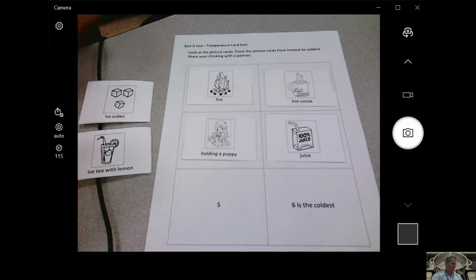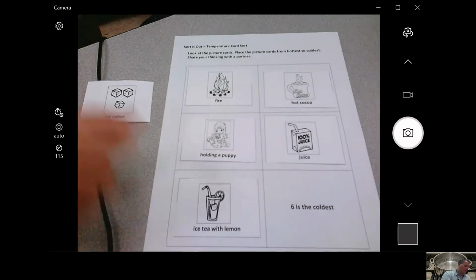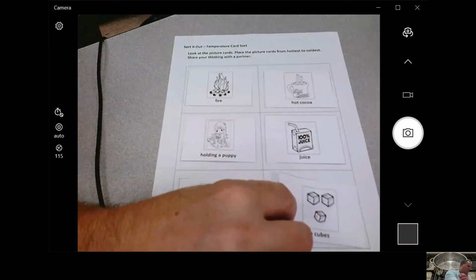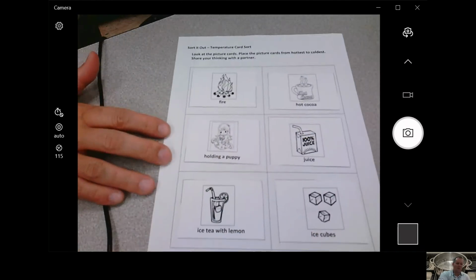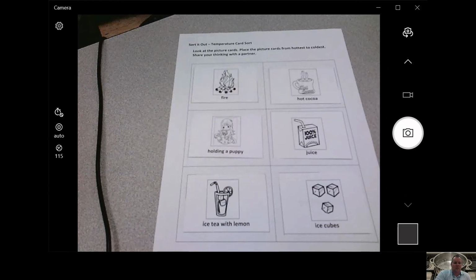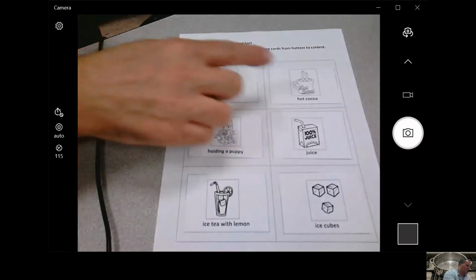And then we have our last two. So we have iced tea with lemon. Ice is in water, which is not frozen, basically tea. So I'm going to put that one here, and then I'm going to put ice cubes as the coldest. So you can see how I sorted. I sorted from hottest to coldest.